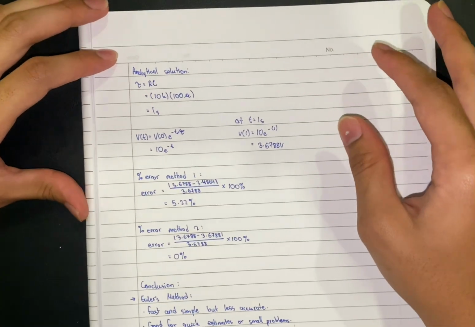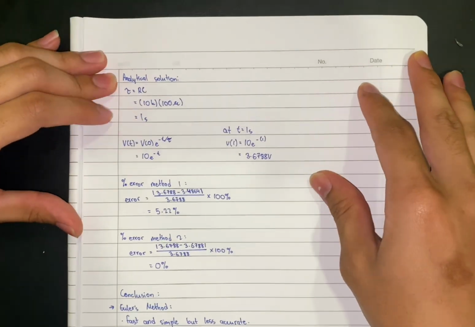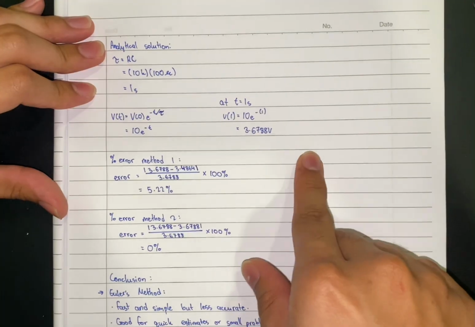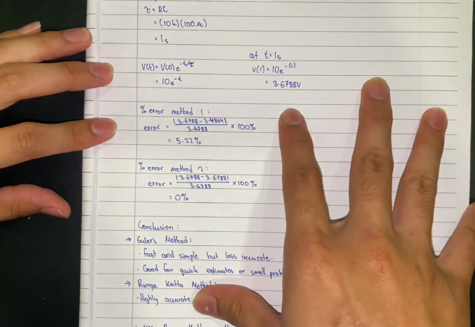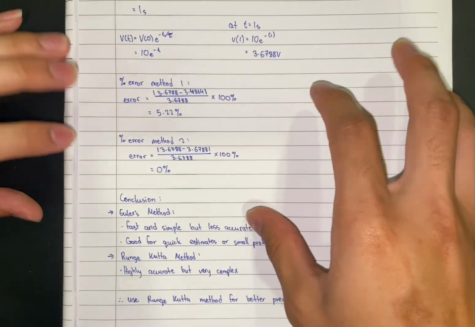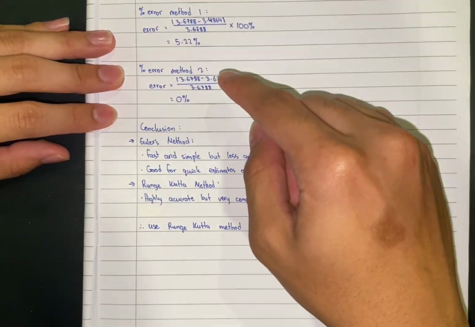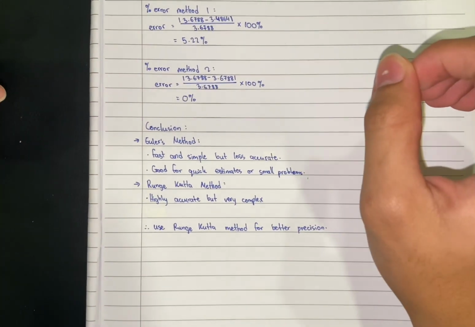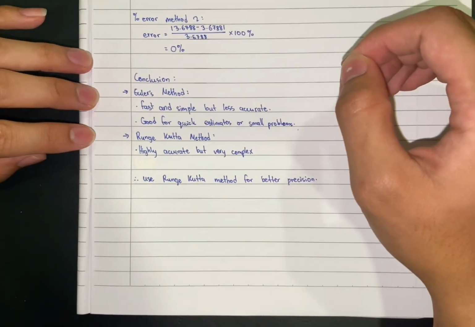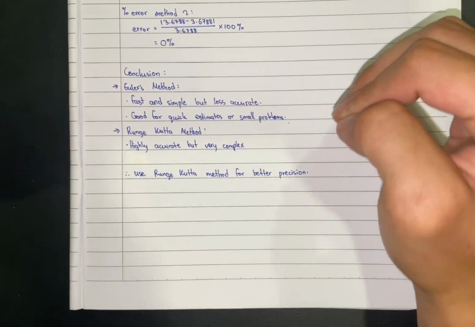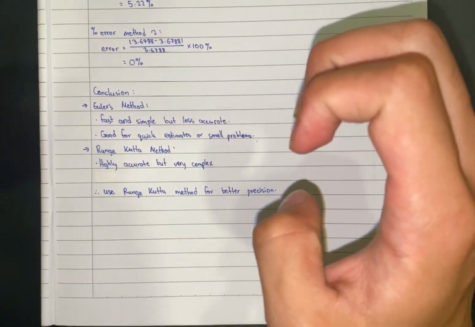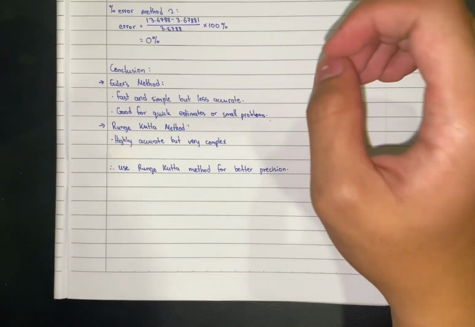For the analytical solution, we can get that V at 1 second is equal to 3.6788 volts. When we calculate the percentage error, the first method, which is the Euler method, gives us 5.22% error. Meanwhile, the percentage error using the second method is 0%, which means it's more accurate. In my conclusion, the Euler method is fast and simple, but it's less accurate. Meanwhile, the Runge-Kutta method takes a long time and is quite complex to do, but it's highly accurate.